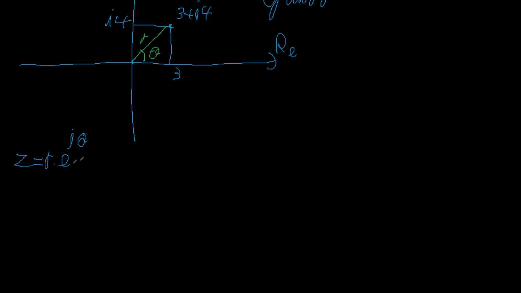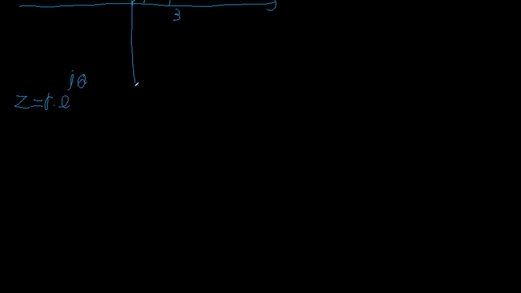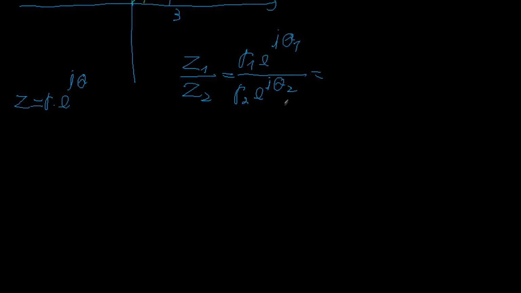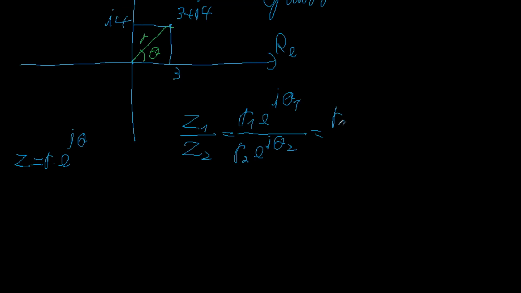But now, this formula. What we see here is we don't have a plus. We don't have two parts. We have multiplication. So if we want to divide two numbers, you have z1 divided by z2. That will become r1 times e to the I theta 1 divided by r2 times e to the I theta 2. And what you remember from class, at least I hope, this will become r1 divided by r2 times e to the I theta 1 minus theta 2.